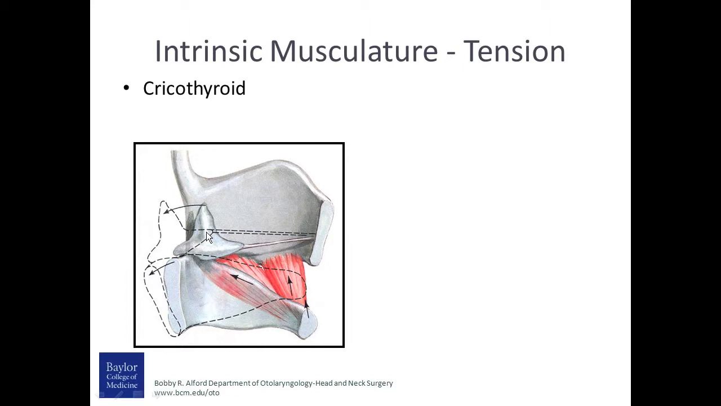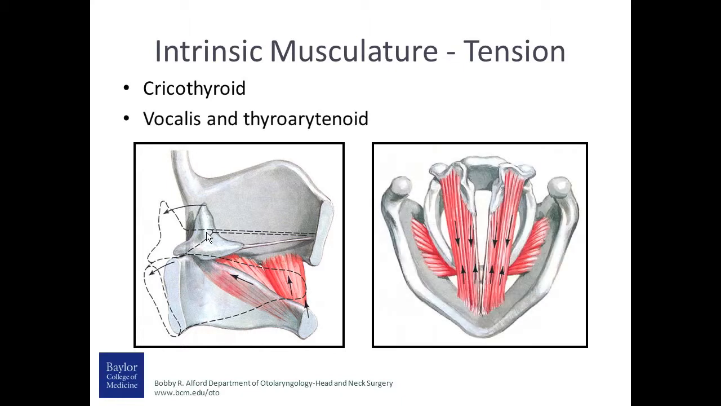So you can think of it as a rubber band that you put tension on. If you then vibrate it, the more tension you put on it, the sound pitch is going to go up. So the cricothyroid is the primary muscle involved in pitch control of the larynx. The vocalis muscle and thyroarytenoid muscle are also involved in tensing the larynx in addition to adduction of the larynx.